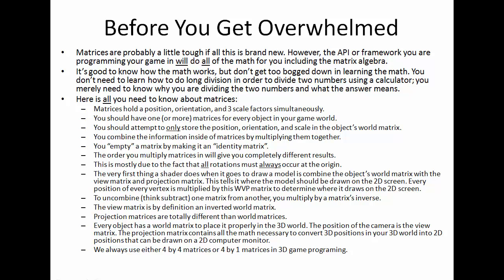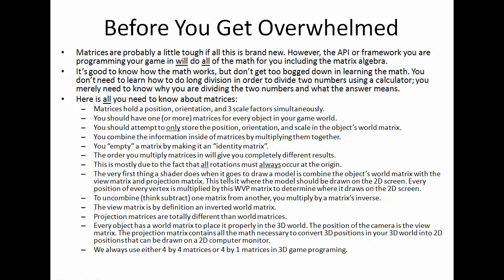You combine the information inside of matrices by multiplying them together. You would think that combining two matrices would be addition, not multiplication, but it is multiplication, and we'll cover that a little bit later in the video. In fact, we're going to cover all this in this video. I just want to give you a high-level overview starting out. You empty a matrix by making it an identity matrix. The order you multiply matrices in will give you completely different results. The order you multiply them in matters.